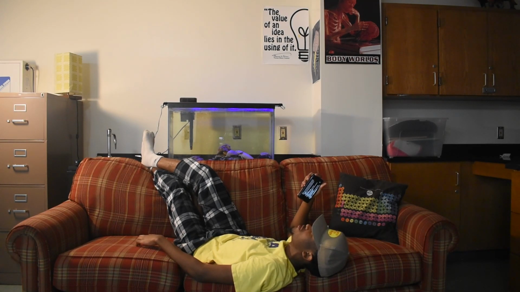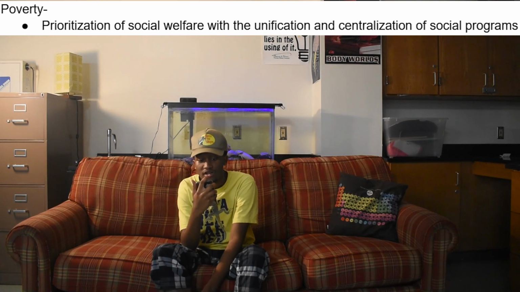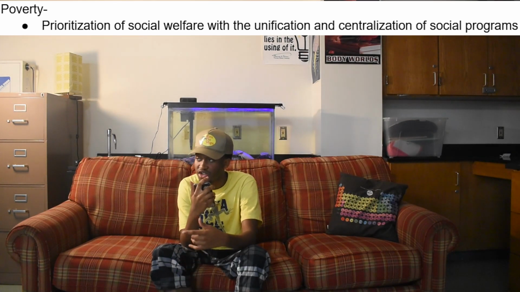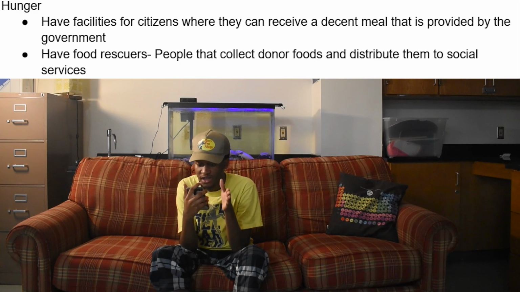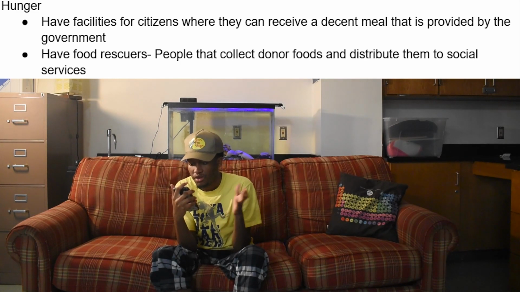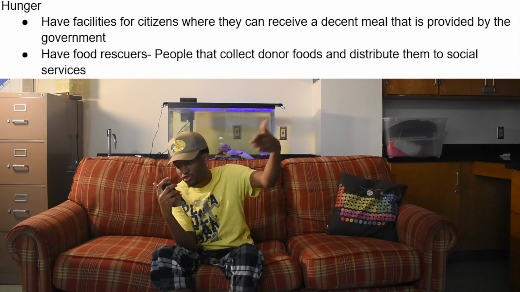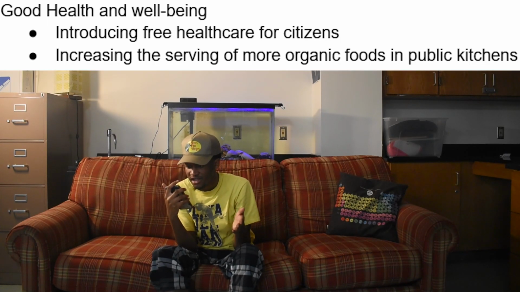So, poverty. Prioritization of social welfare with the unification and centralization of social programs. As in, we're going to help the needy that need the help. Hunger. Have facilities for citizens where they can receive a decent meal that is provided by the government. Have food rescuers, people that collect donor foods and distribute them to social services.